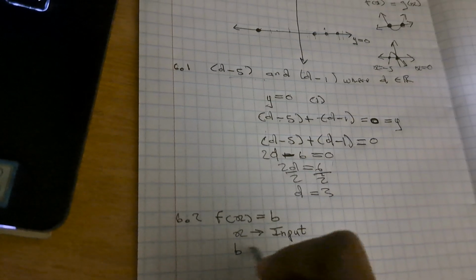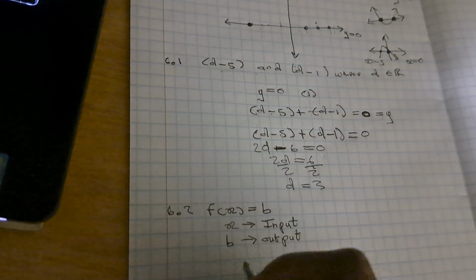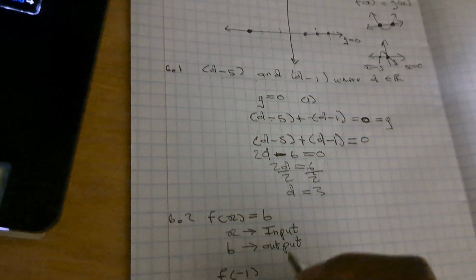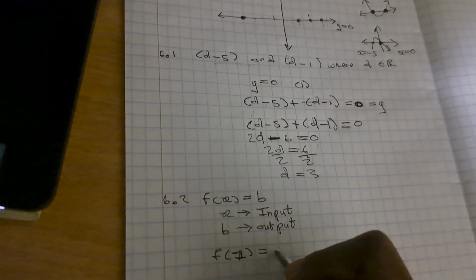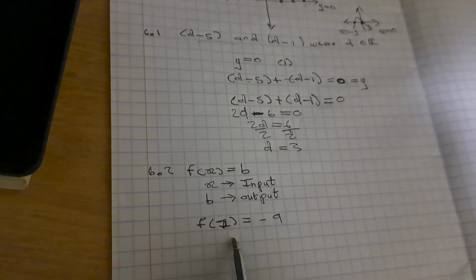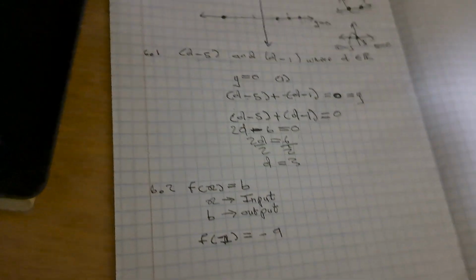B is the output. So the same thing happened here. You input 1s, right? And then your output was negative 9. So do you see it's the same thing, right? So what you're given here is additional information that you'll use.